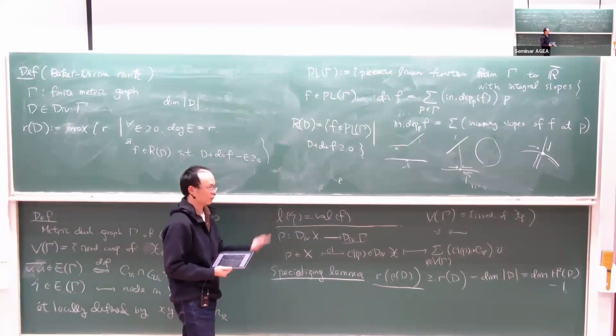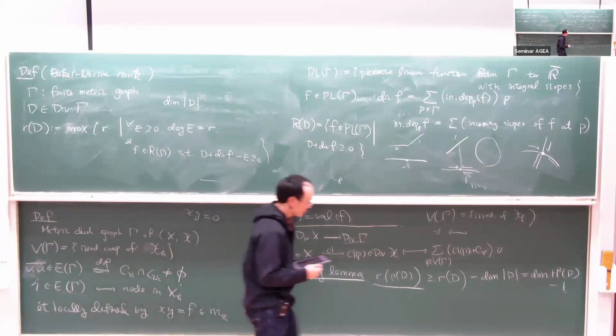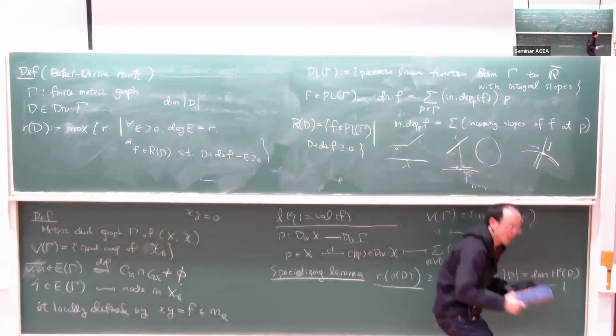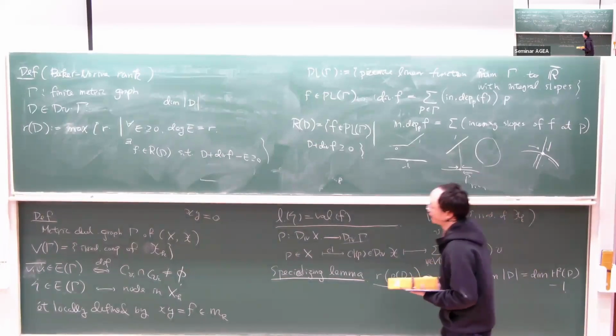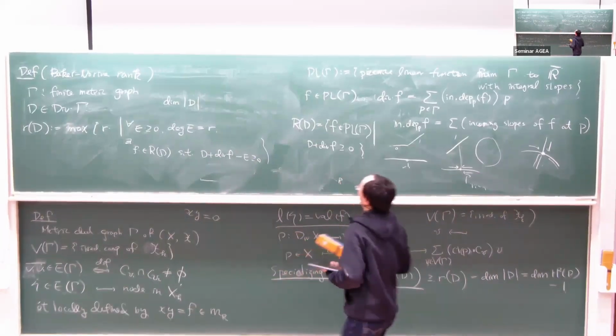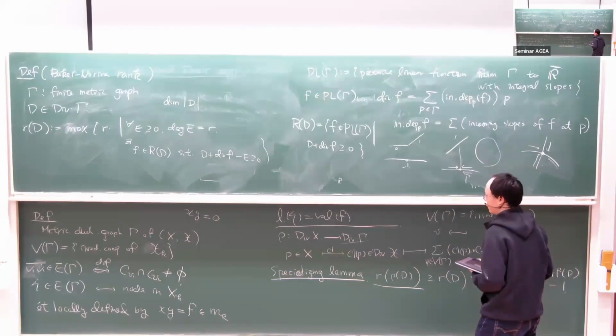Next we want to talk a little bit about how to use this specialization lemma to give a tropical proof of the Brill-Noether theory. We will not talk about many details, just a sketch, because our topic today is tropical linear series, not Brill-Noether theory.